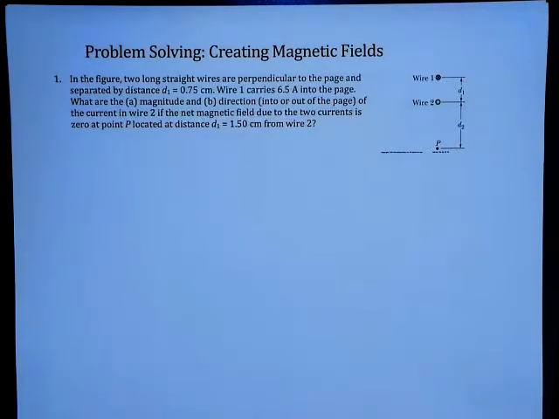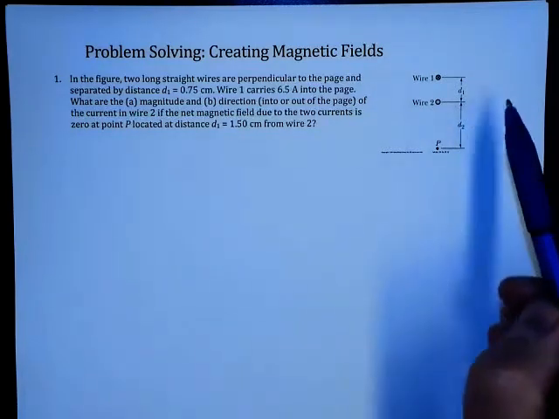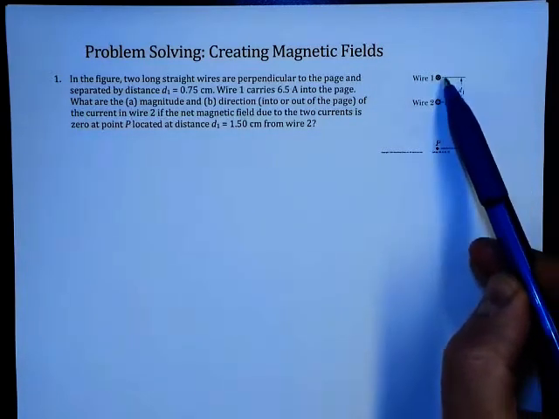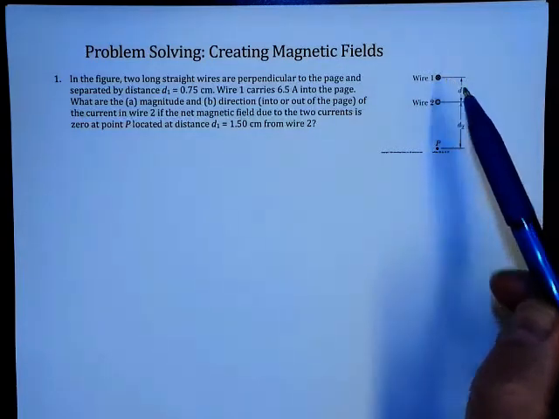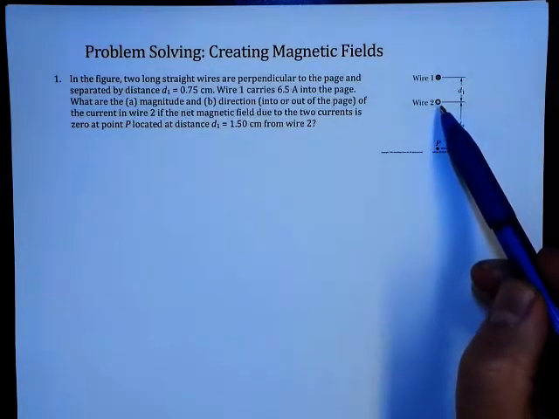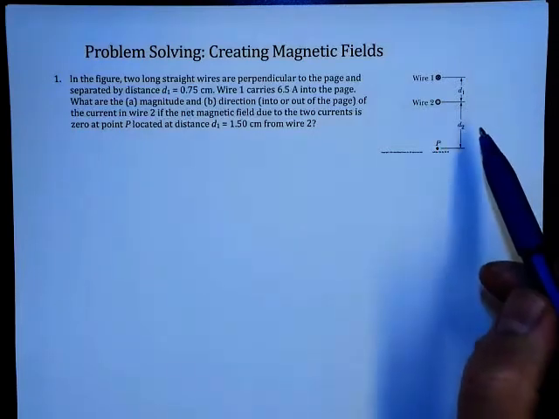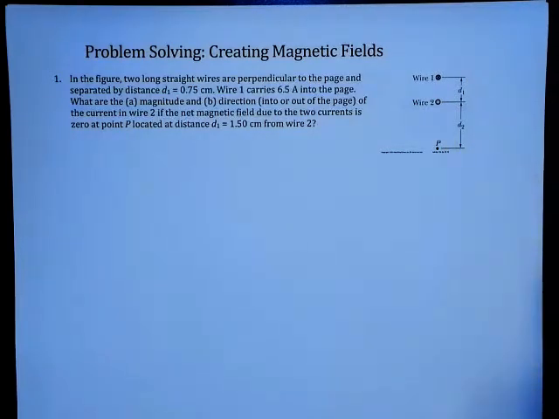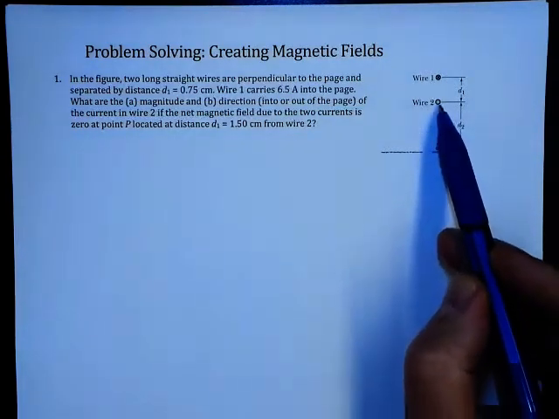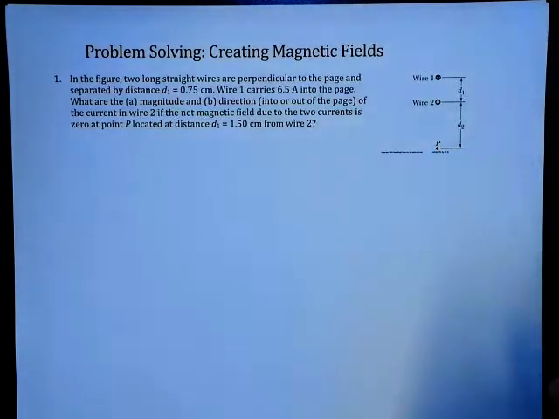Question 1 reads, in the figure, two long straight wires are perpendicular to the page and separated by a distance D1 equals 0.75 centimeters. Wire 1 carries 6.5 amps into the page. What are the magnitude and direction of the current in wire 2 if the net magnetic field due to the two currents is 0 at point P, located a distance 1.5 centimeters from wire 2?